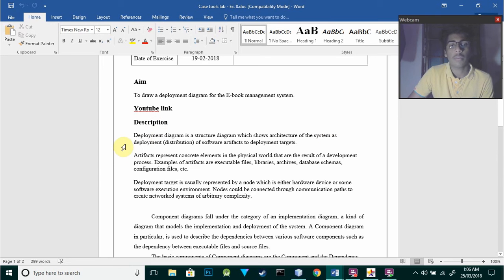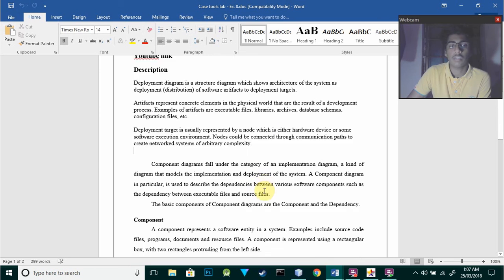So it contains some components like the artifacts and the deployment targets. The artifact represents the concrete elements in the physical world that are the result of the development process. Some examples are files, libraries, archives, database schemas. A deployment target is usually represented by a node, which is either a hardware device or some software execution environment. Nodes can be connected through a communication path to create a network system of arbitrary complexity.